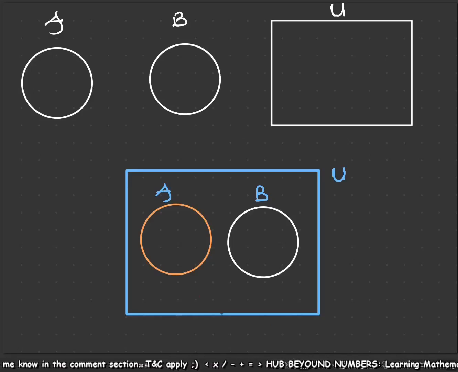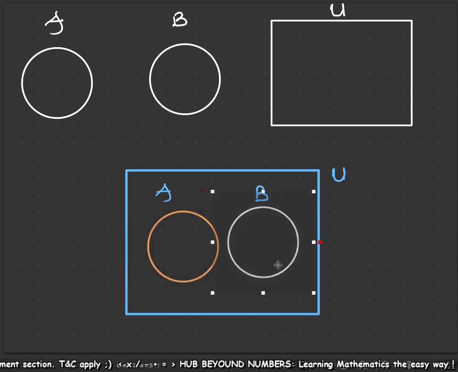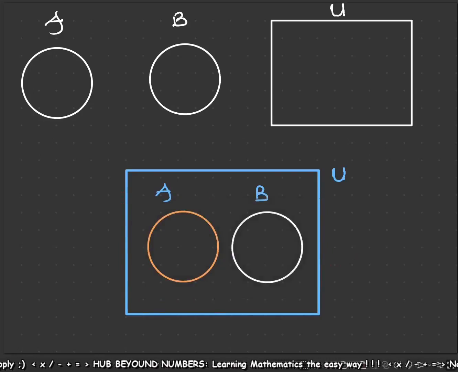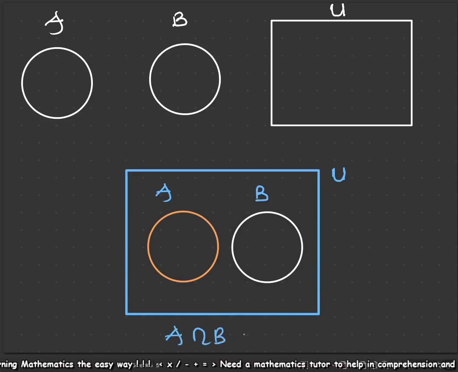And hence, this here is A only. This here is B only. All in our universal set. So in this case, we are saying that A intersection B is equal to 0.